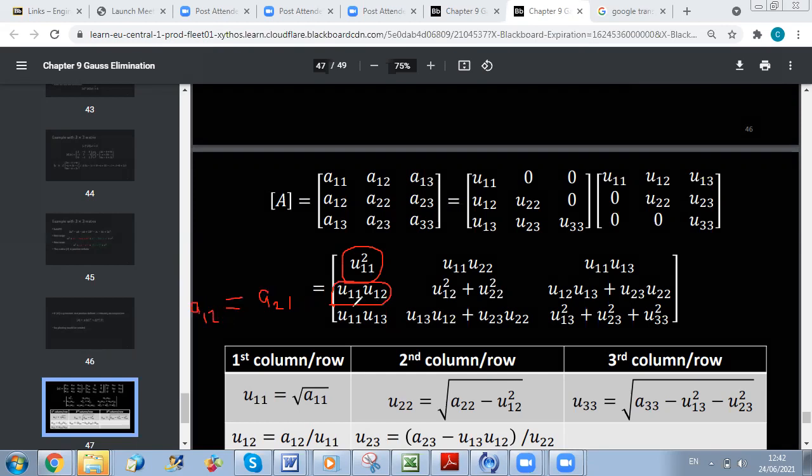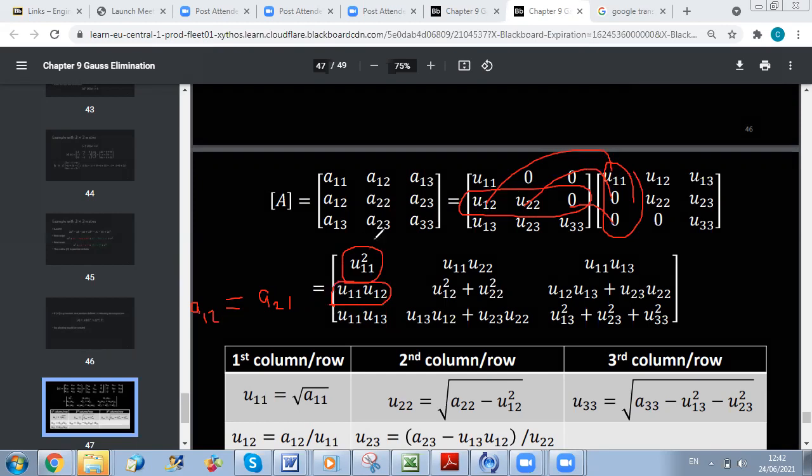And how can I get it? I just get it from multiplying the second row, because it's A21, and it results from the multiplication of the second row with the first column. So to obtain it, I should do U12 times U11 plus U22 times 0 plus 0 times 0. I get the following element.